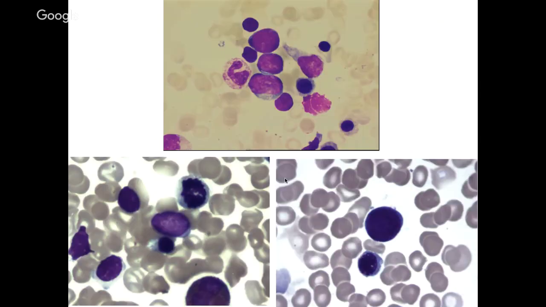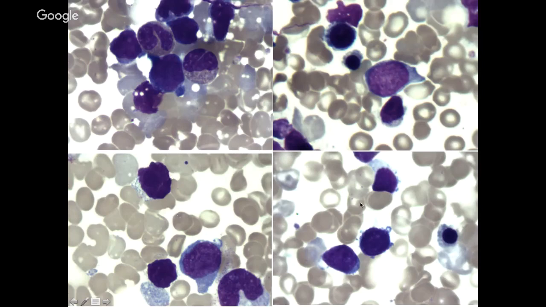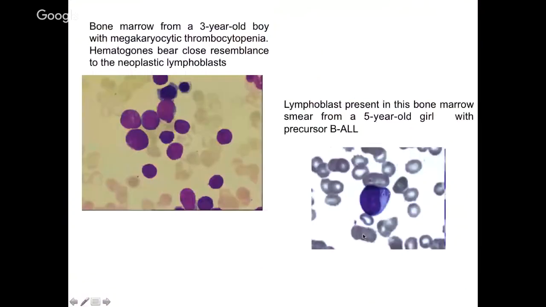Now, if you look at these few pictures, they're all hematogones. The large cells here, these are hematogones. This is a normal marrow in a child. There are small lymphocytes and the hematogones, early stage one hematogones. They look like blasts here. So there are two cases here. On the left is a case of hematogones, a normal marrow, which came to us for thrombocytopenia. And the second case is acute leukemia, and this is a blast.